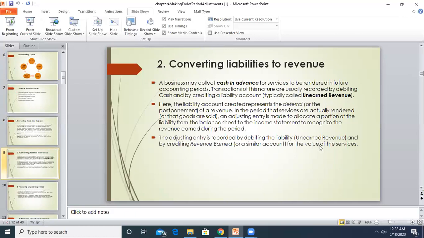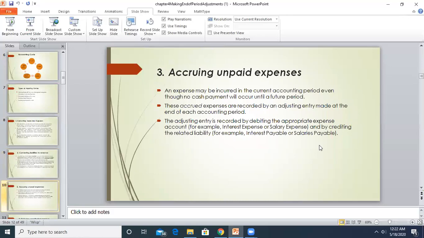So the third one we will discuss today is accruing unpaid expenses. An expense may be incurred in the current accounting period even though no cash payment will occur until a future period. What does that mean? That sometimes an expense is incurred in a certain period, but there is no cash payment, as I have told you before. So these accrued expenses are recorded by adjusting entries made at the end of each period.